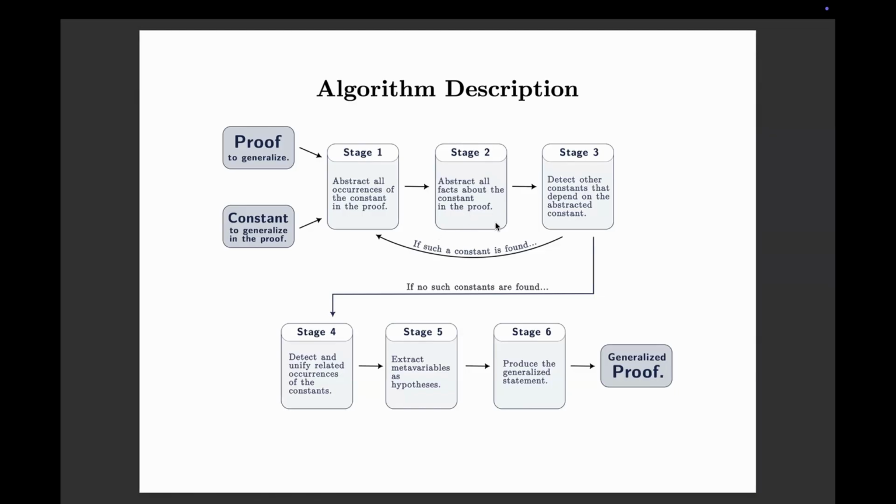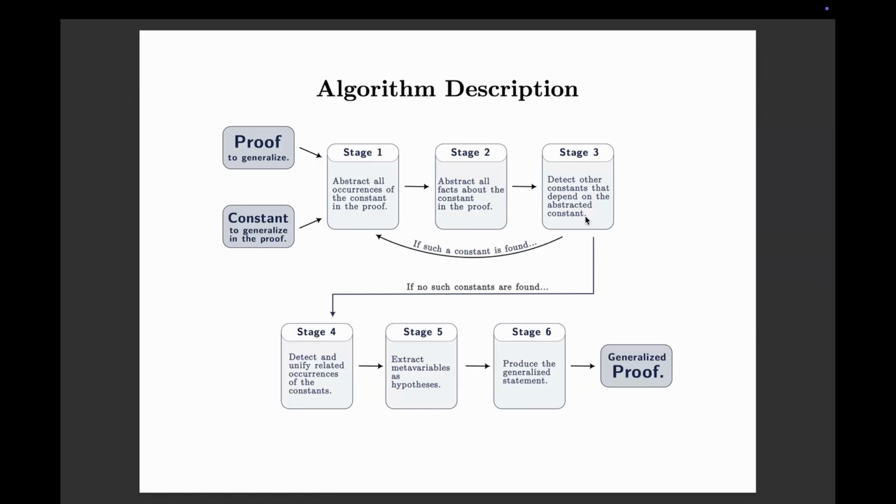Then we abstract all facts about the constant in the proof. So in this same example, or in the square root of 17 example, once we've abstracted 17 to a meta variable, we also recognize that we have to abstract that 17 is a prime. So we abstract that proof that 17 is a prime into a meta variable.